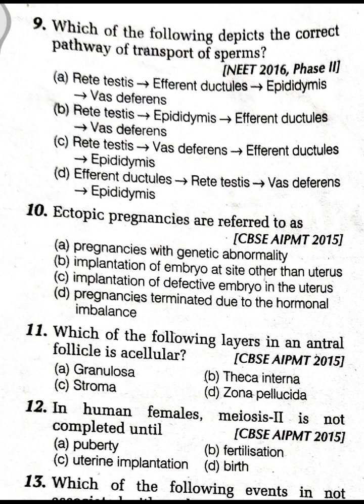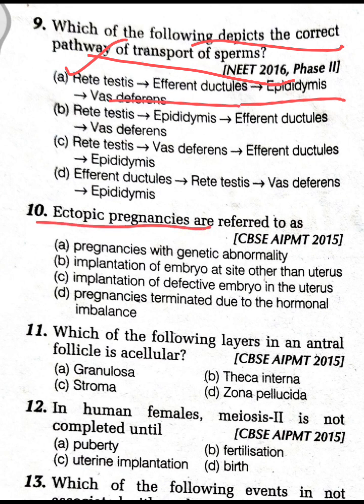Next, which of the following depicts the correct pathway of transport of sperm cells? It is rete testis, efferent ductules, epididymis and vas deferens. So option number A is the right one. Next, ectopic pregnancy. It is a unique question. Ectopic pregnancies are referred to as, if the implantation of the embryo occurs at a site other than the uterus, then it is known as ectopic pregnancy.